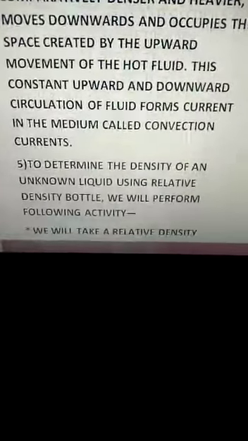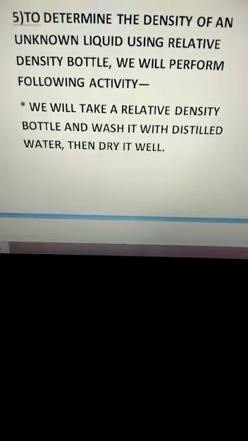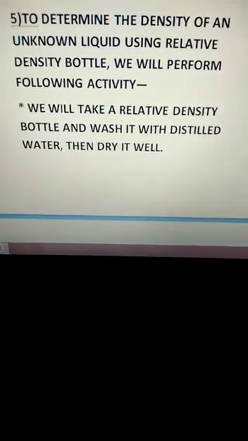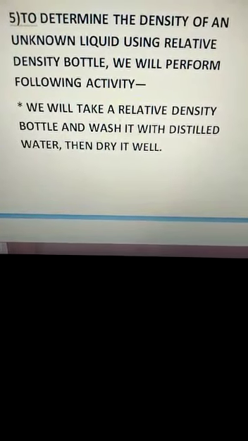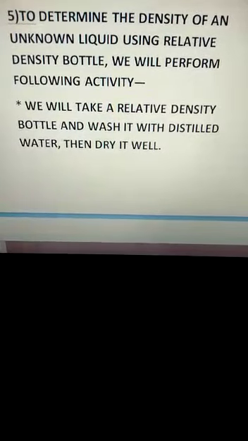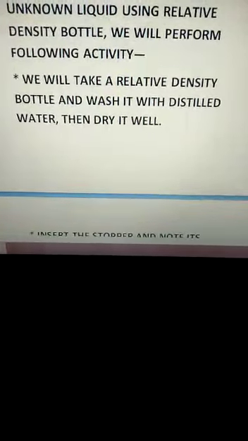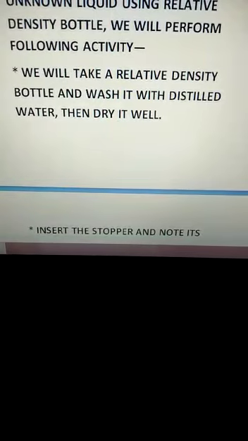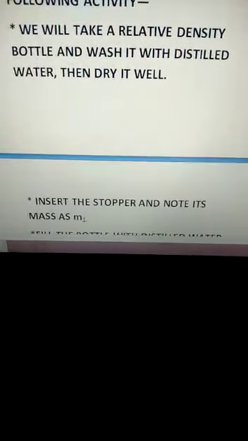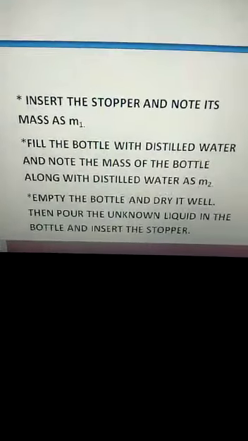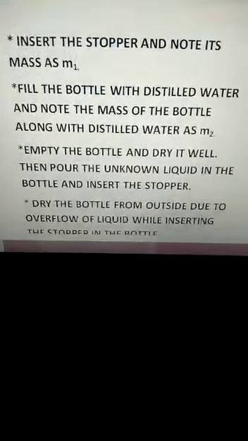Now, we have to determine the density and relative density using a relative density bottle. Mathematically, we had done how to find it. Here again we will perform the activity. We will take a relative density bottle, wash it with distilled water, then dry it well, then insert the stopper and note its mass as M1. Fill the bottle with distilled water and note the mass along with the distilled water as M2. Now, empty the bottle and dry it well.